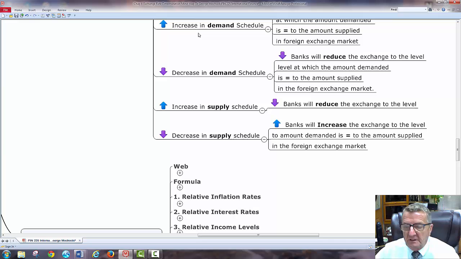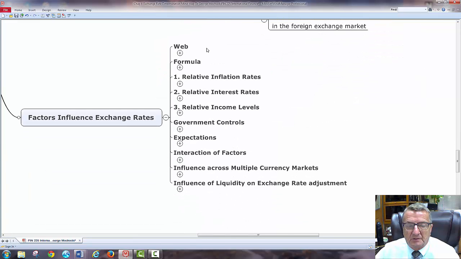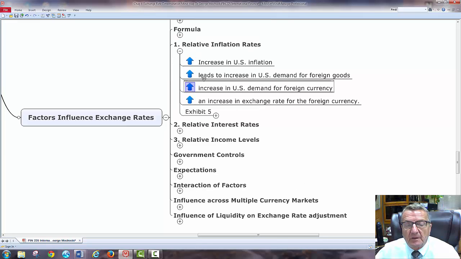Okay, so I got rid of that. So that's my web. That's my formula. Now I just went through 1, 2, 3 because a lot of times I'll go through here and I go back, I get talking, and then I'll just leave them open. All right, so now you had the formula: relative inflation rates.